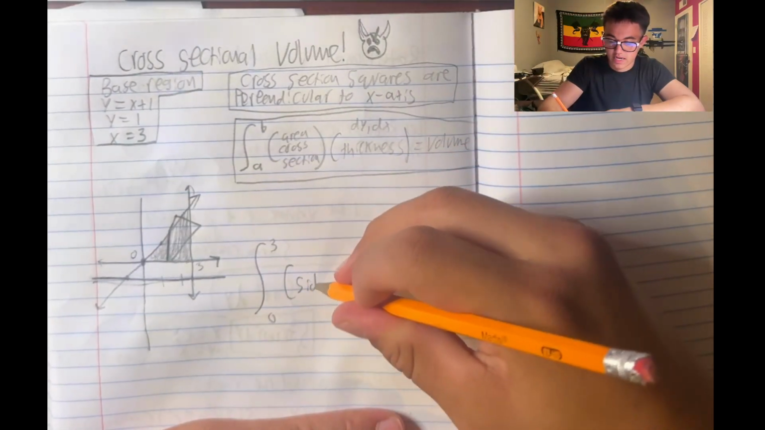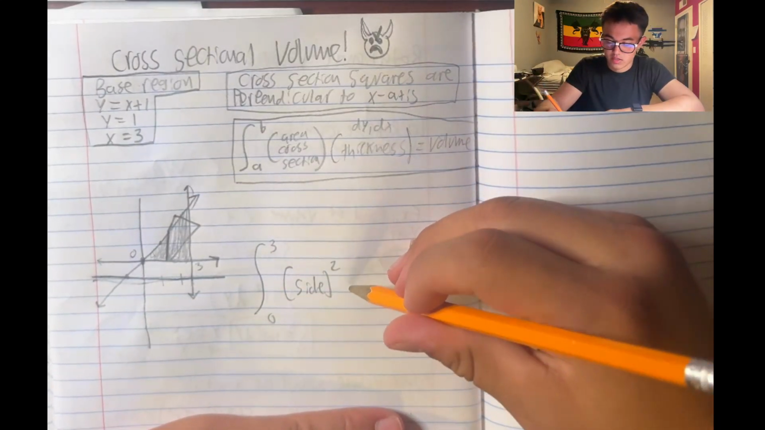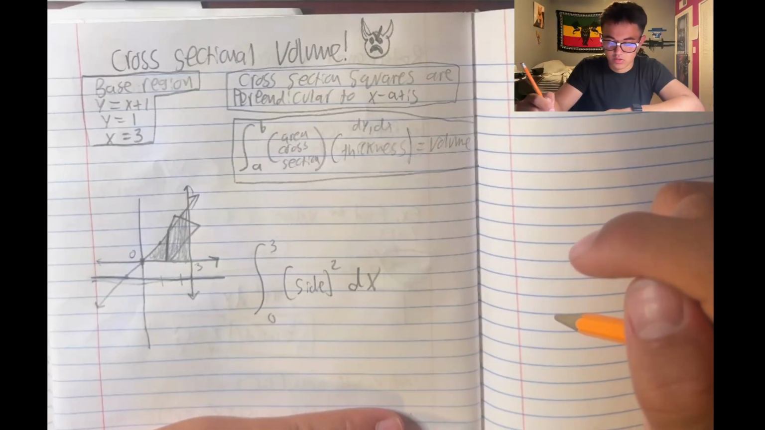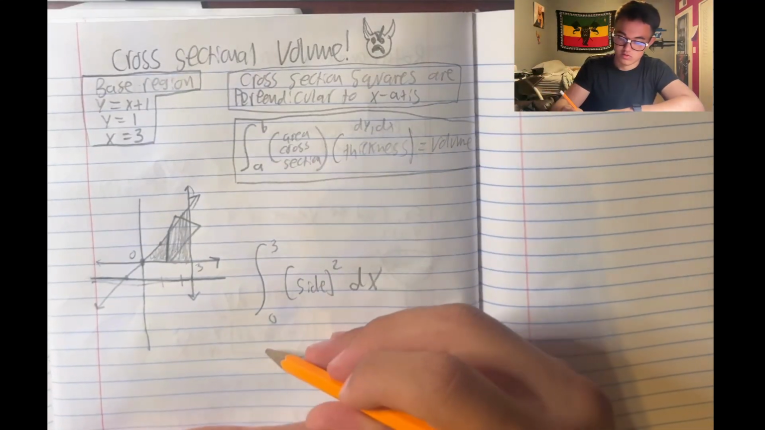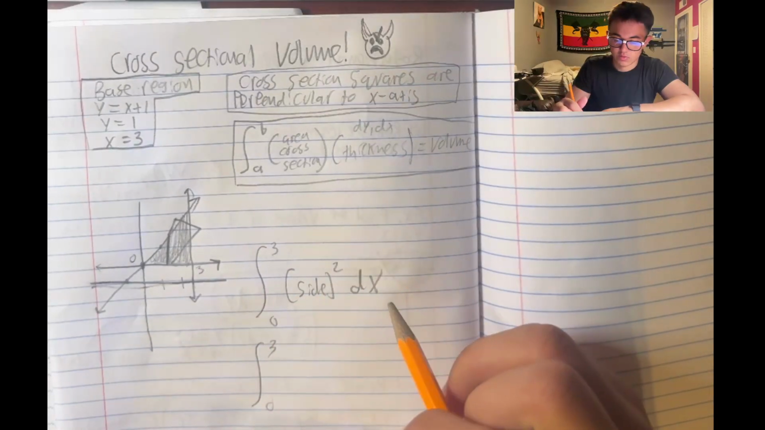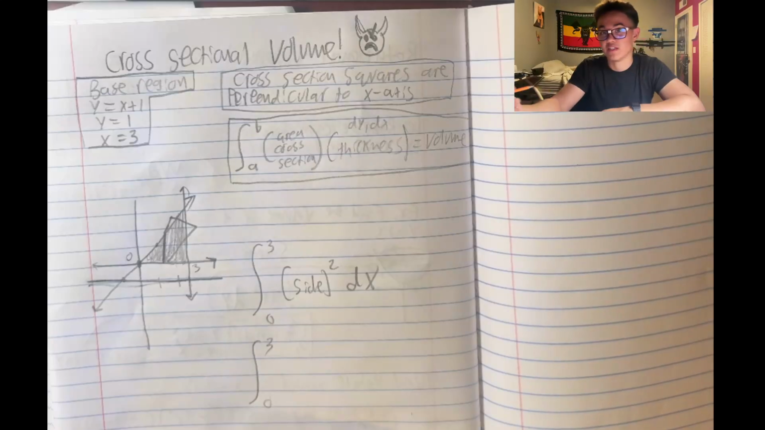Well, that is side squared. It's kind of good to write it out. And then the thickness is dx. Okay, so how do we find the side though? So the side of this square is going to be the top curve minus the bottom curve. There it is again.